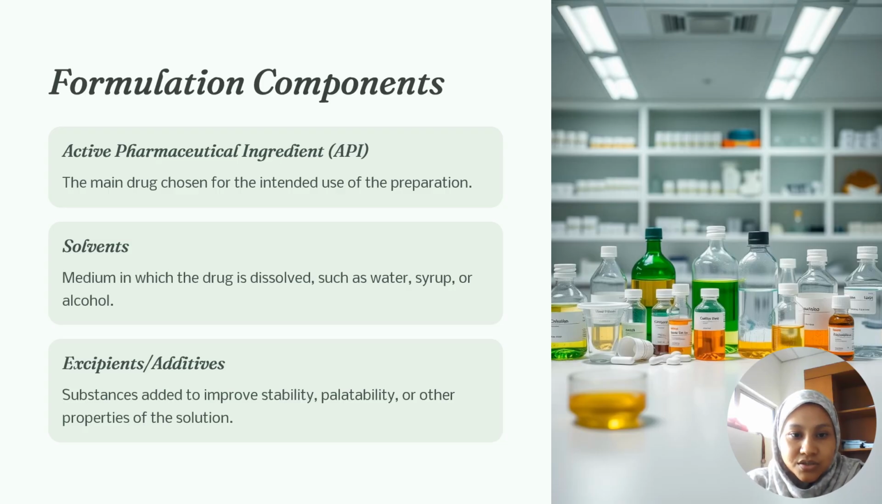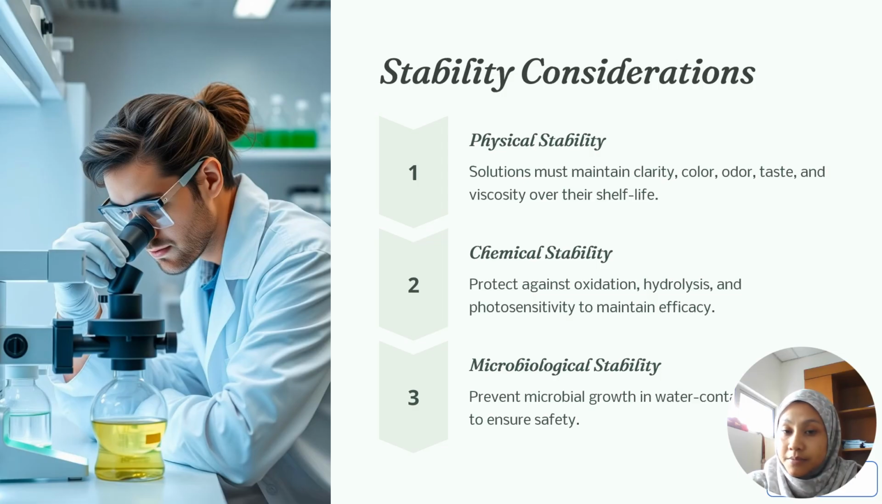Let's just move on. The API, like I said, is the main drug chosen for the intended use of the preparation. The solvent is the medium in which the drug is dissolved, such as water, syrup, or alcohol. Excipients are substances added to improve the physical and chemical properties of the API, meaning they maintain the stability, palatability, and other properties of the solution. This is the function of adding additives or excipients into our formulation.